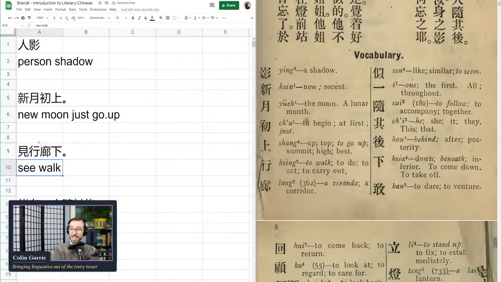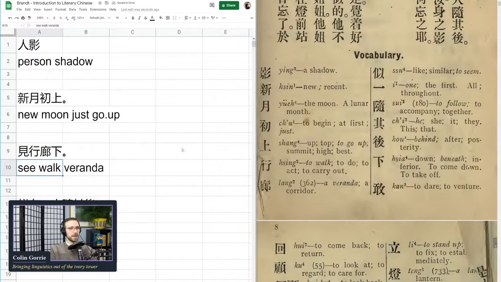By the way, because I guessed here about jian, I could be wrong that it's being used in a different context. I just know that from Mandarin, but let's just go with our guess. Jian xing, see, walk. What's next? Lang. We're talking about a veranda or a corridor. So yeah, let's do veranda here. That's nice.